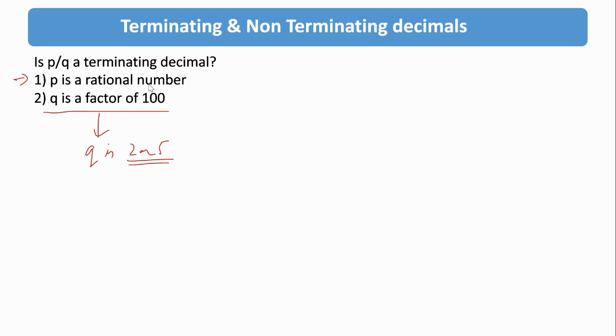It means, what can we say about a rational number? Again, it can be an integer, it can be a fraction, 1 by 2, 1 by 4. It can be 1 by 3, 1 by 7 also. So now, even after combining, you cannot say whether it is terminating or not, because if P is an integer, let us say, then it is terminating. Because an integer divided by 2 or 5 will always be terminating.